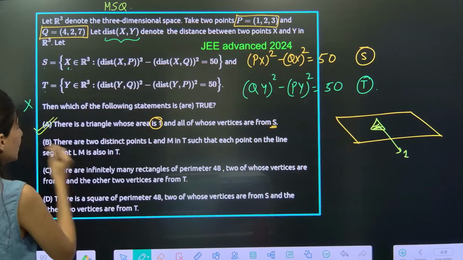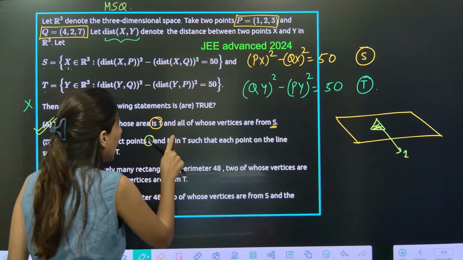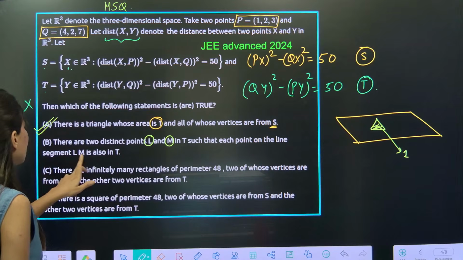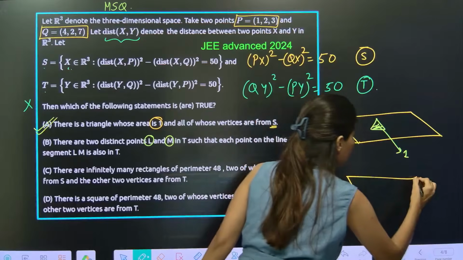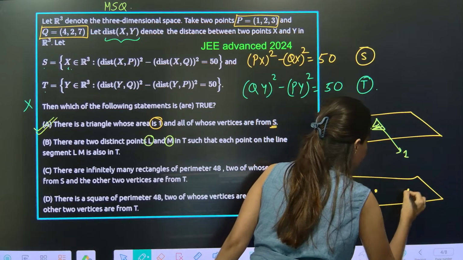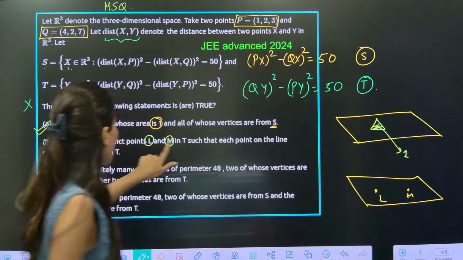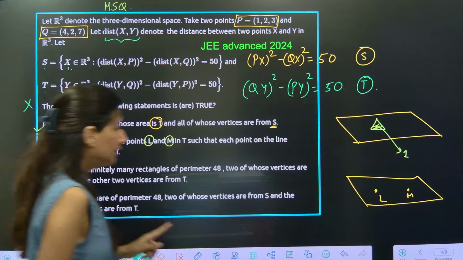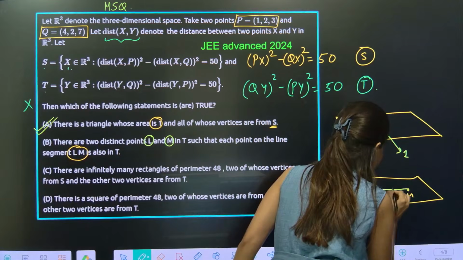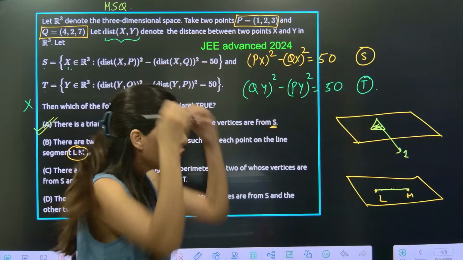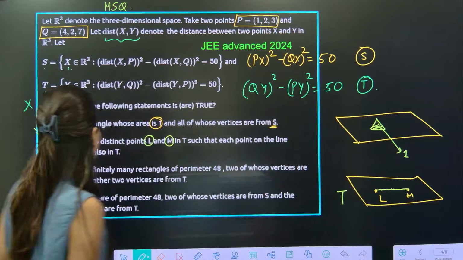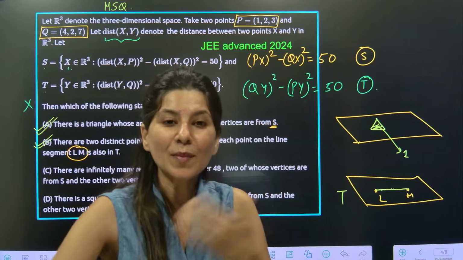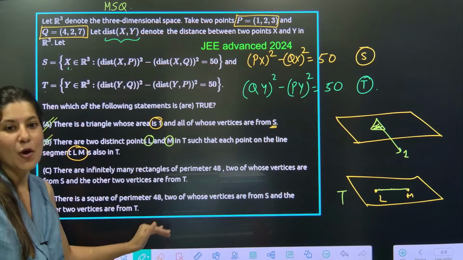Now, option B. There are two distinct points L and M in T such that each point on the line segment LM is also in T. Please note that T is also a plane. If I take two points L and M on the plane T, each point on the line segment LM will obviously lie on the plane. So this is also quite intuitive. The moment you read this question, you will automatically understand. You don't have to solve the options sometimes.